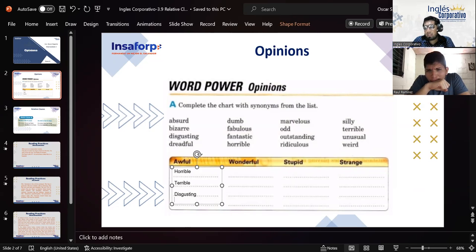Marvelous, I will not agree, because marvelous is normally seen as something positive. So marvelous will be more as something wonderful. Sí. Marvelous se parecería más. Más bien, creo que podría ser algo así como maybe unusual. Let me see. Absurd, bizarre, no. Disgusting, dreadful. Oh no, wait. I think dreadful would be the best one. Dreadful. Sí.